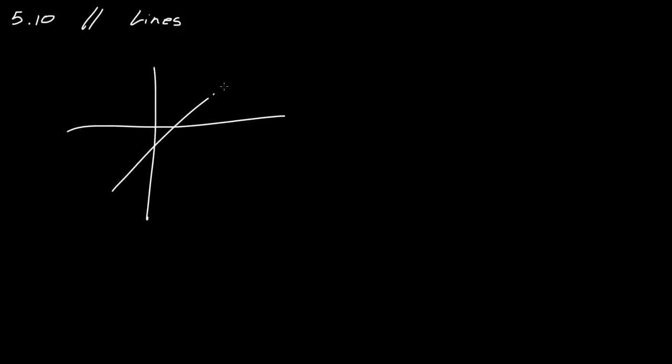Okay, today we're going to start with section 5.10, which is parallel lines. So if we've got two straight lines, in order for them to be parallel, they need to have the same gradient. So let's call this 1 and 2. If lines are parallel, m1 is equal to m2. So the gradients are equal.